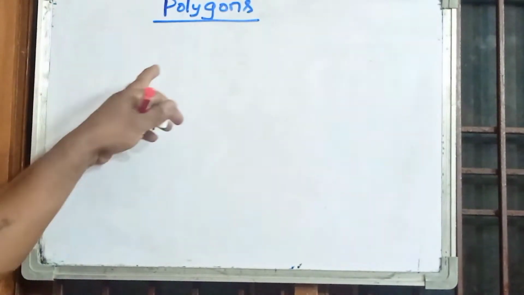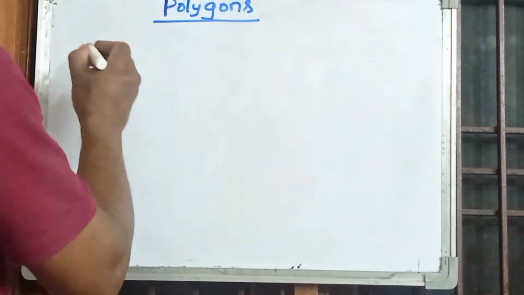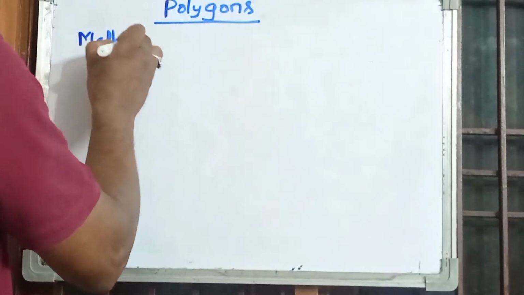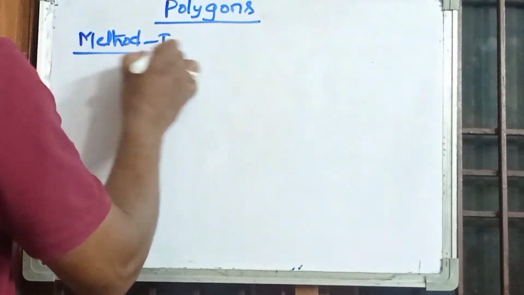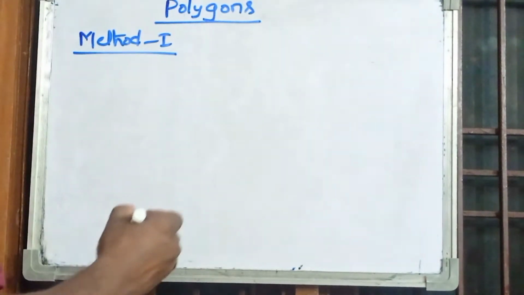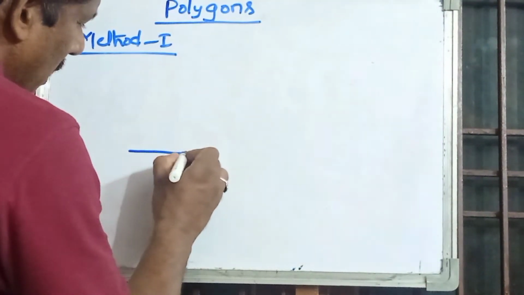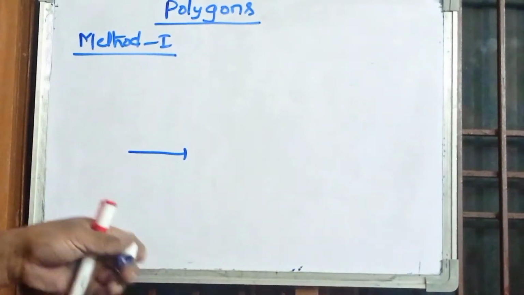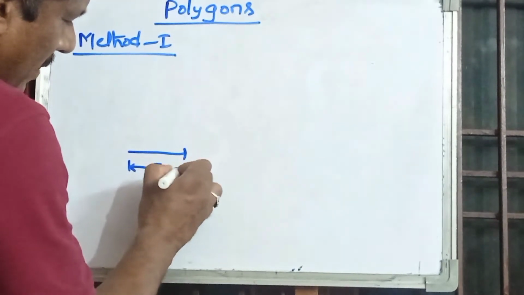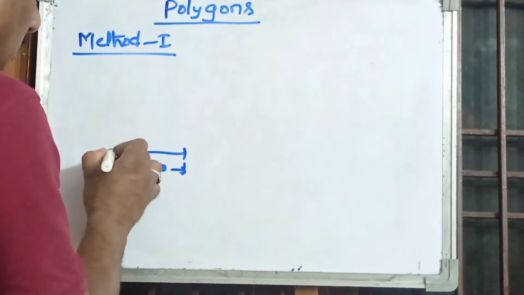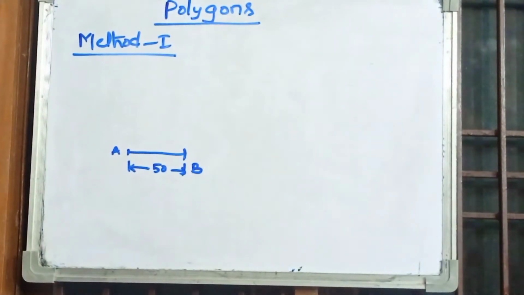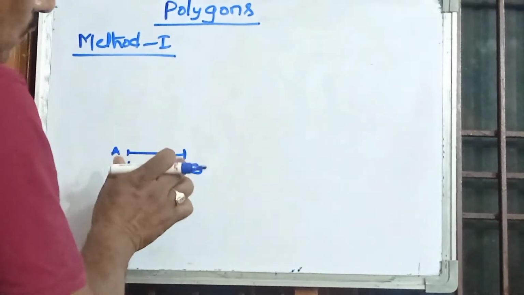Now, this is polygon. First we go for method one. In this polygon method one, one side of the polygon will be given. Suppose assume that it is 50 mm. One side of the polygon is given as 50 mm. Assume that these two points are A and B. So this is the given data.